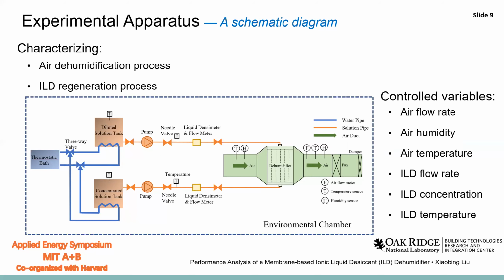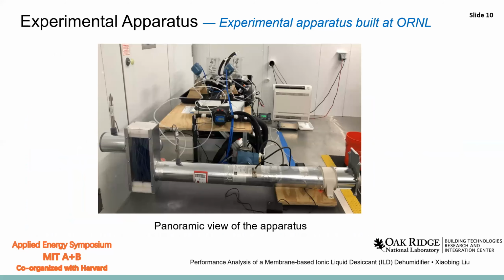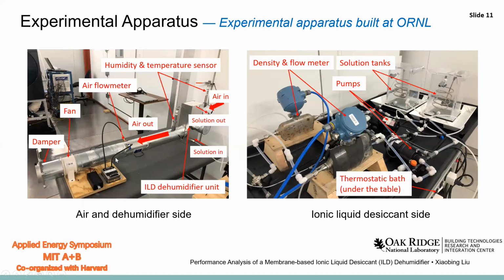The following variables can be controlled during the test: the air flow rate, humidity, and temperature, and also the ionic liquid desiccant flow rate, concentration, and temperature. This figure shows the photo of the experimental setup built at ORNL. This is the air and dehumidifier side, and this is the ionic liquid desiccant side.